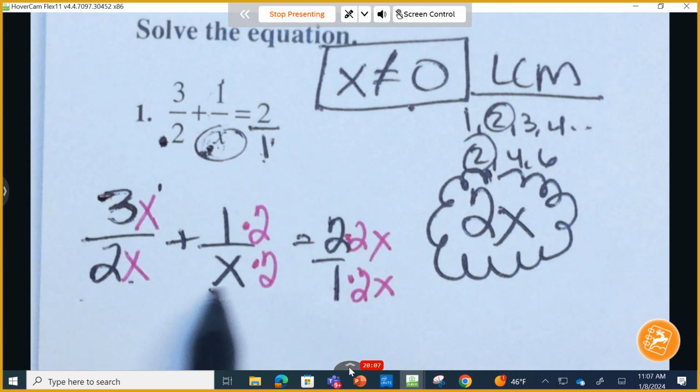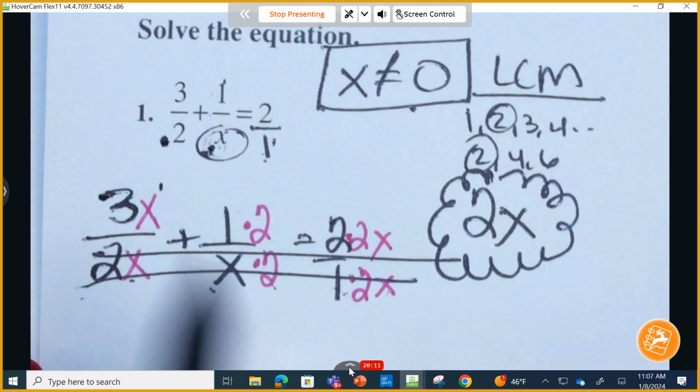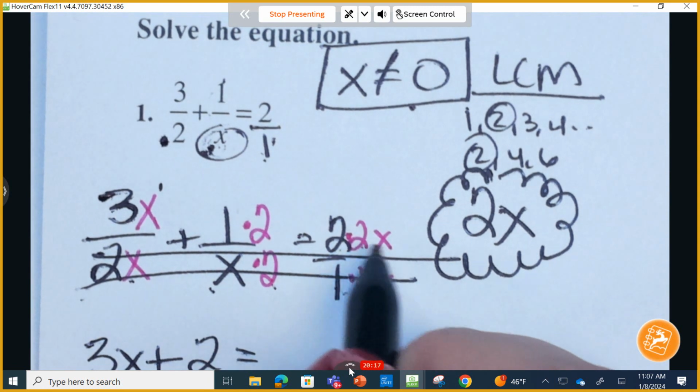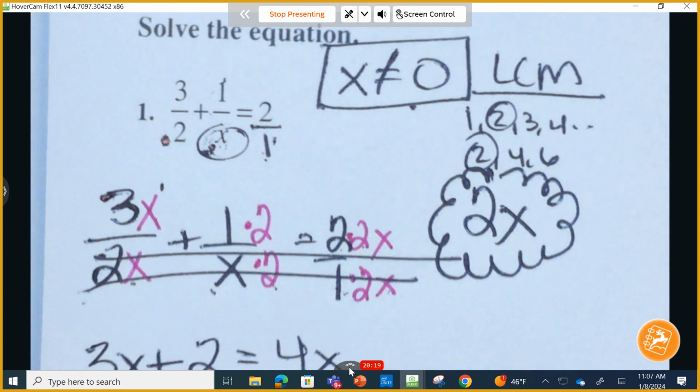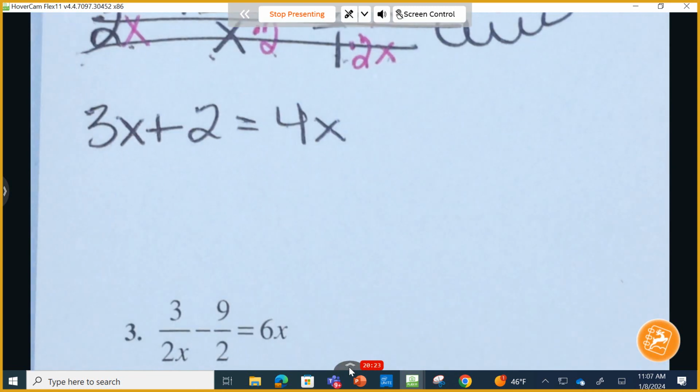Now I have 2x, 2x, and 2x. Awesome. The denominators are all the same. Let's wipe out just the bottom. And we have 3x plus 1 times 2 is 2. 2 times 2 times x is 4x. Please solve at this time for x. You have 30 seconds. Begin.